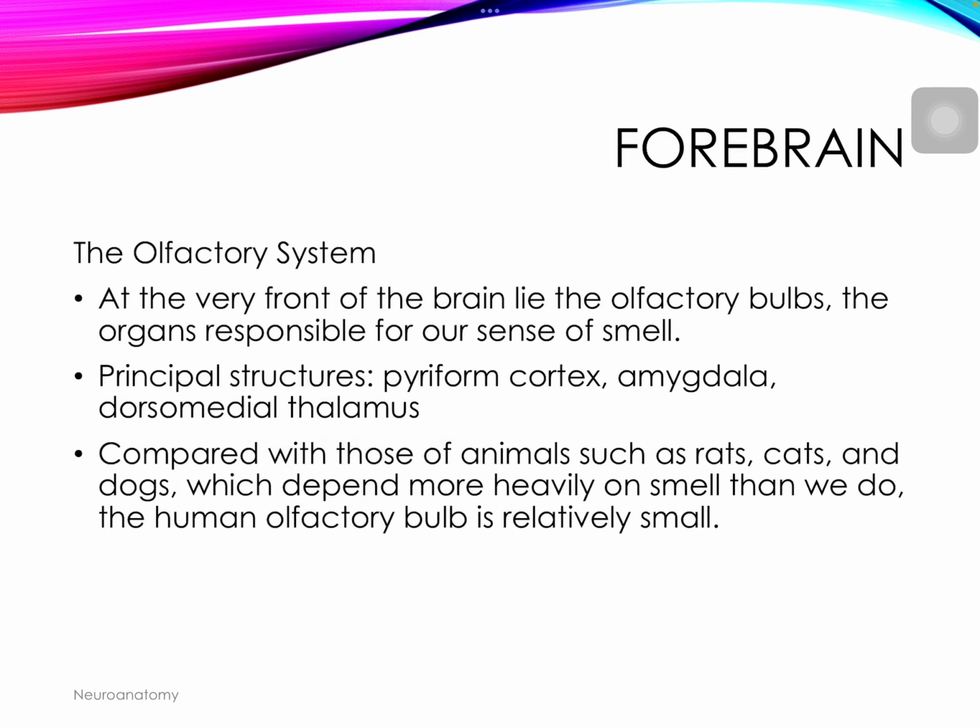Now, this tie into the forebrain with the olfactory system, the olfactory bulbs are really responsible for our sense of smell. And structures, for example, like the amygdala and dorsomedial thalamus, are really important principal structures in the forebrain and the connection to the olfactory system.